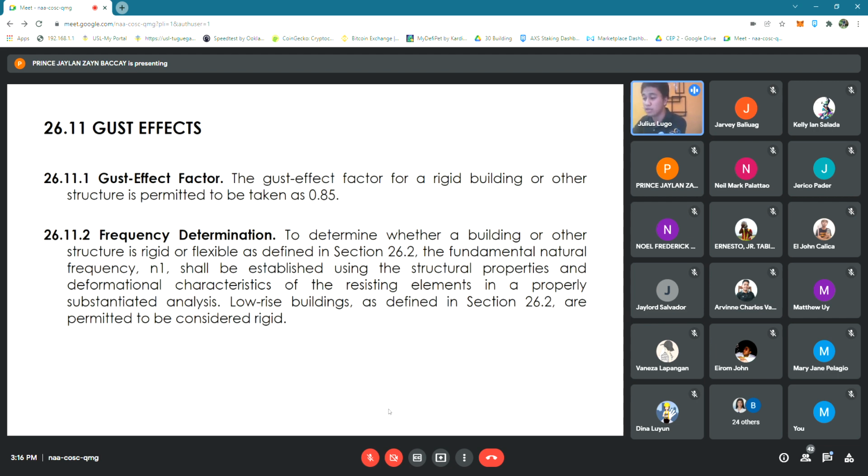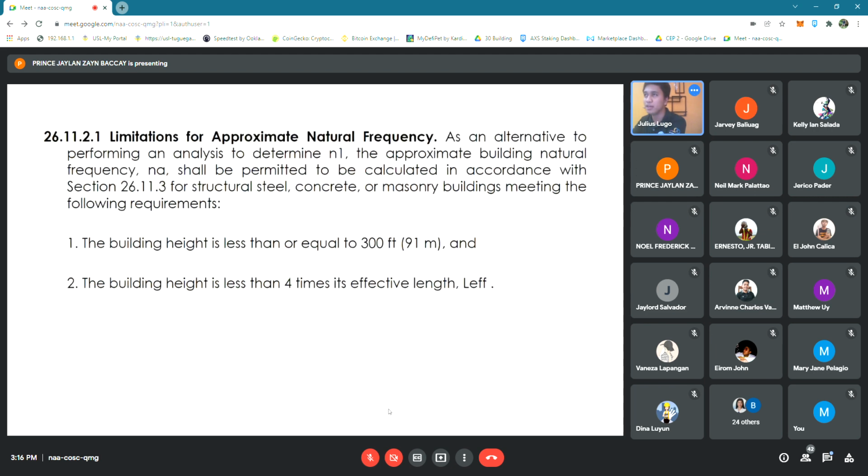Next slide, those are the limitations for the approximate natural frequency. As an alternative to performing the analysis of the natural frequency of the building, we can approximate, but there are requirements for the approximation. The first one is the building height, and the second is also the building height. The first is that the building height is less than 91 meters, and the second is less than 4 times its effective length. What is this effective length? The effective length is further discussed in the next slide.